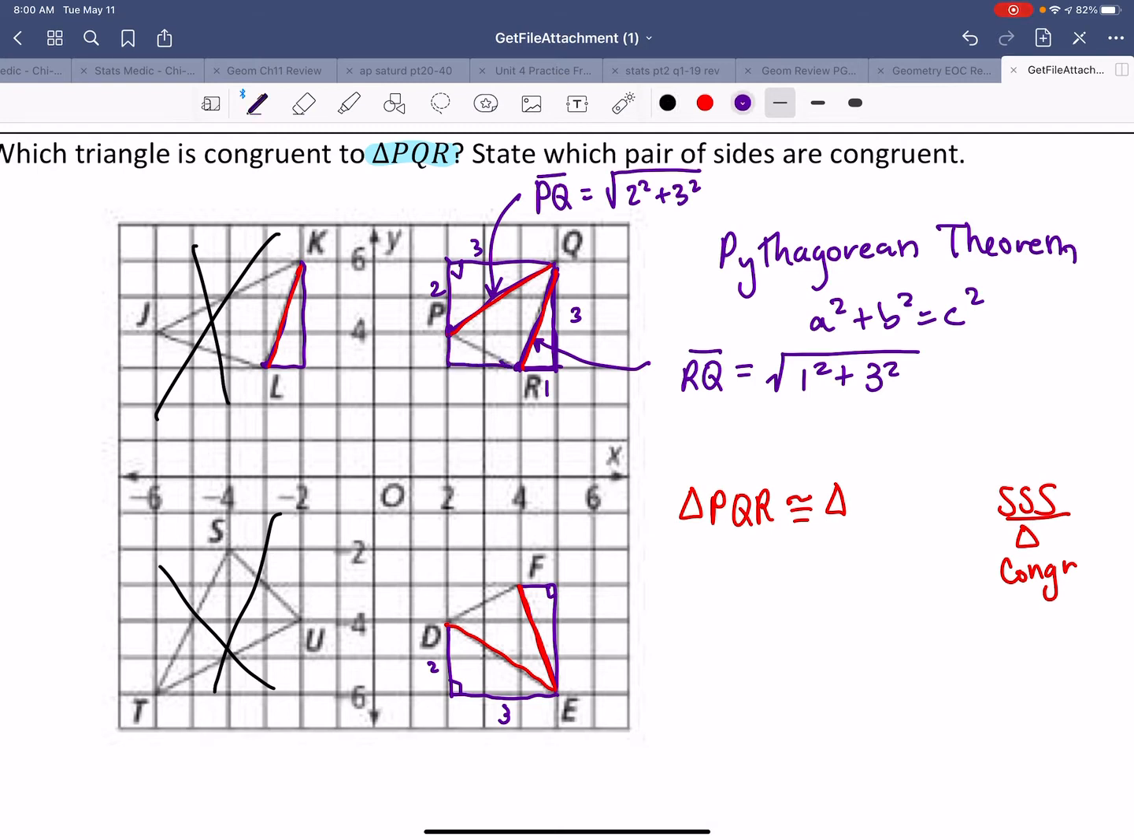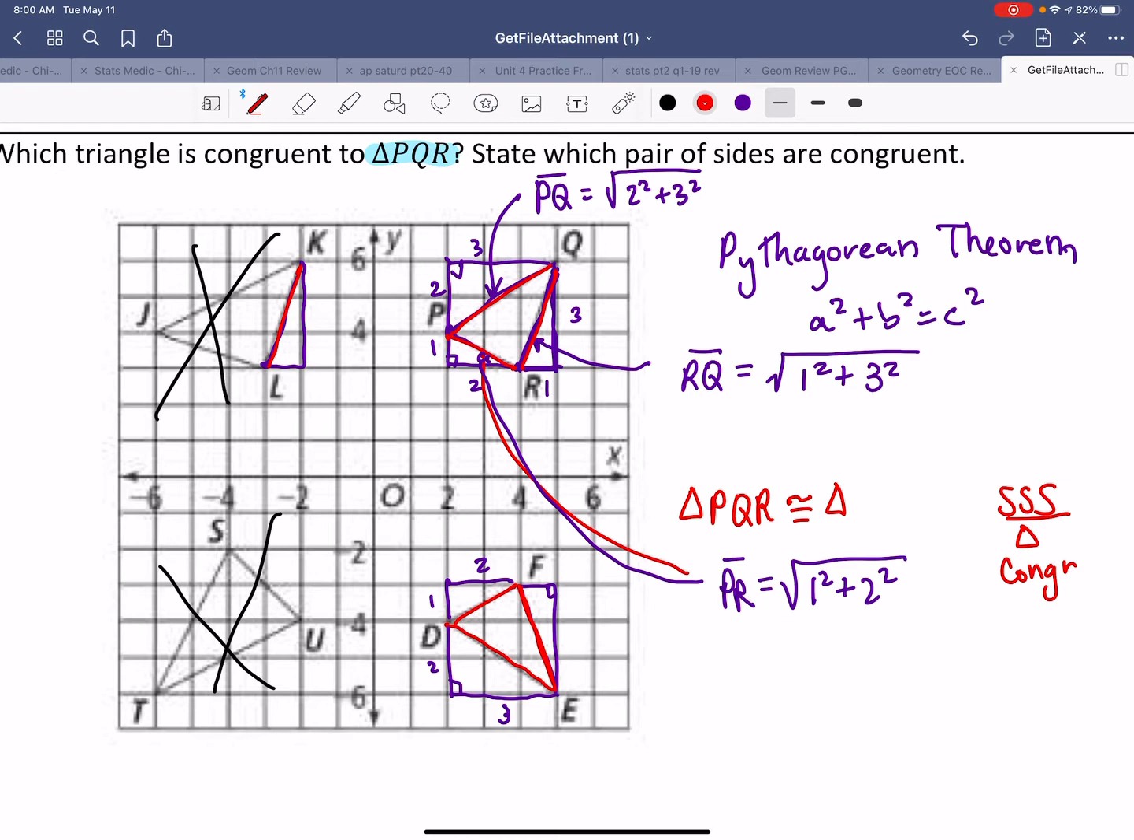This has a length that's 1 and 2, the hypotenuse of a 1 and 2. So that length, which is the length of PR, has to be equal to 1 squared plus 2 squared, and take the square root. And there we have it. There's the 1 and 2, and take the square root. So they have all 3 lengths equal.